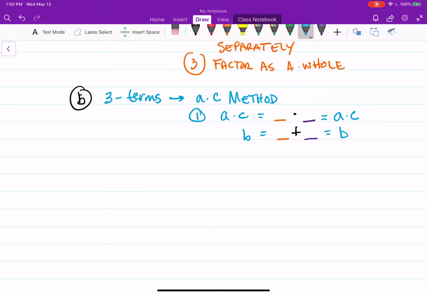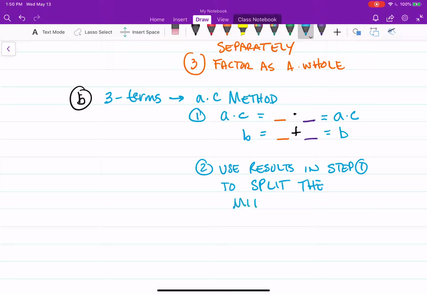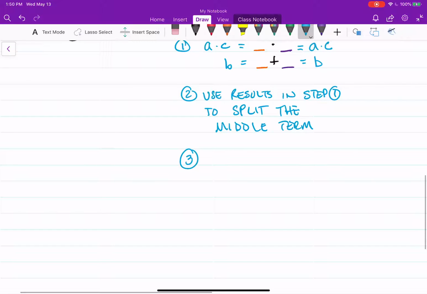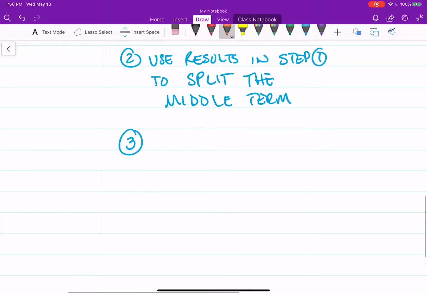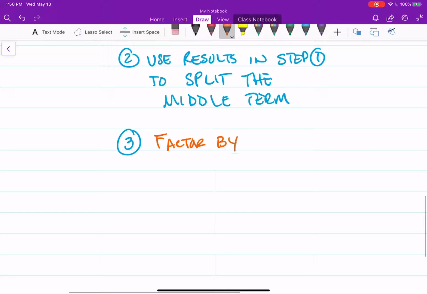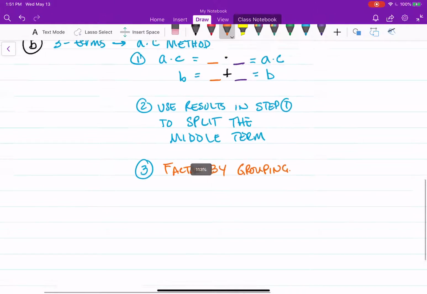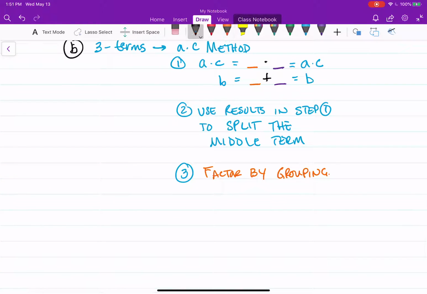And then step 2 was to use the results in step 1 to split the middle term, right? And then step 3, factor by grouping. Don't like my writing there. Notice I put it in orange. Look at that. All right. What's the last choice?